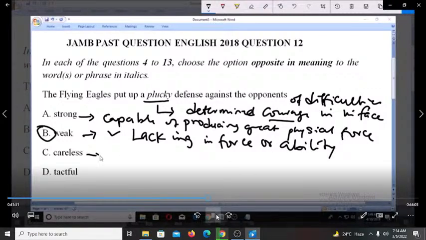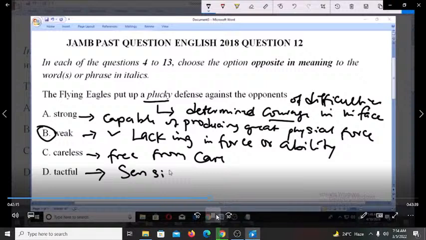Now what is careless? Careless means free from care. You don't care much. So you don't actually care. Somebody that doesn't care is said to be careless. Now tactful. What's the meaning of tactful? Tactful simply means able to deal with people in a sensitive manner. You're dealing with things in a sensitive manner. That's the meaning of being tactful. That means you're very careful. So it could be opposite of this one.